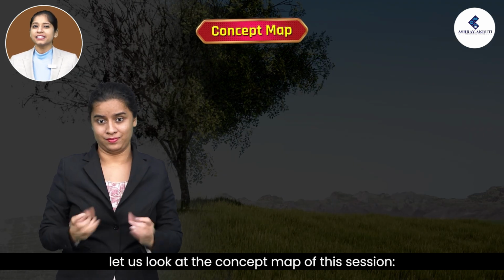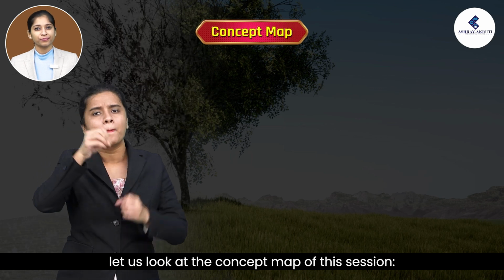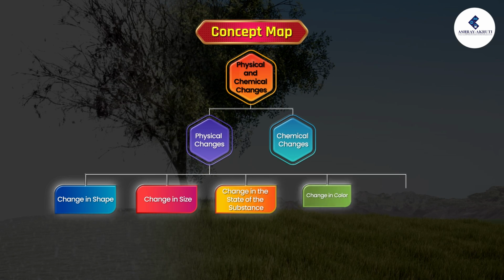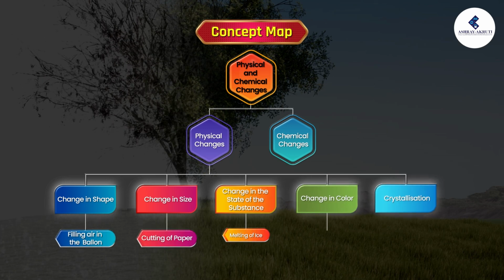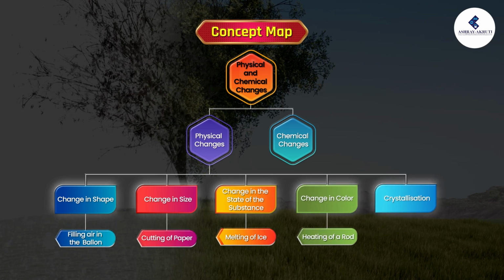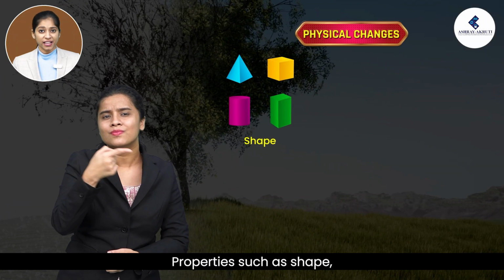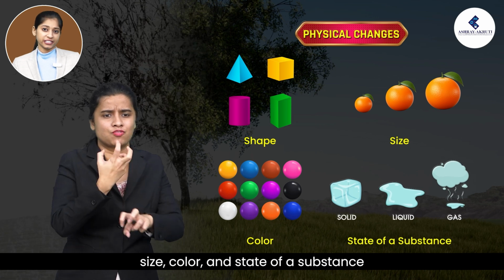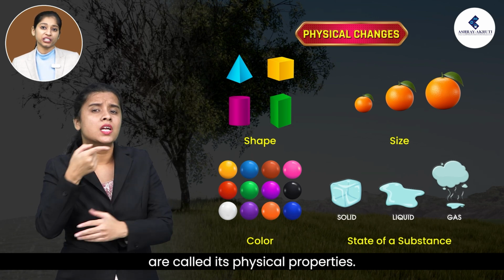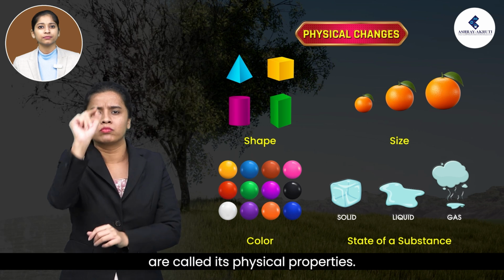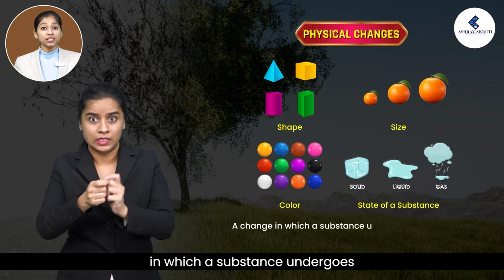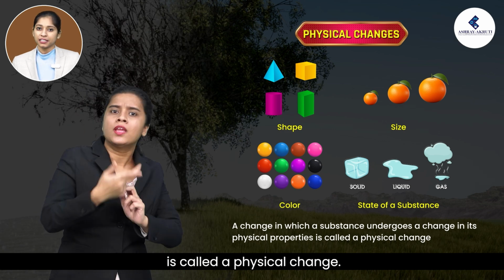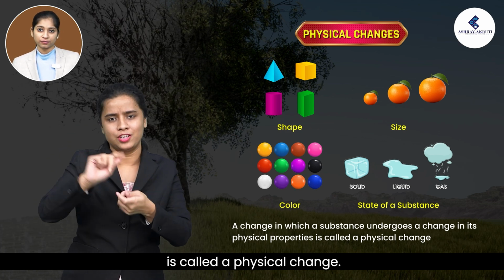Before starting, let us look at the concept map of this session. Properties such as shape, size, color, and state of a substance are called its physical properties. A change in which a substance undergoes a change in its physical properties is called a physical change.